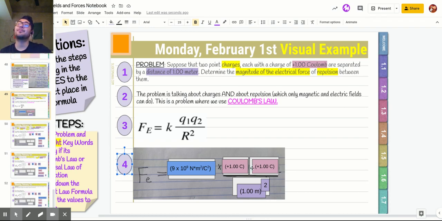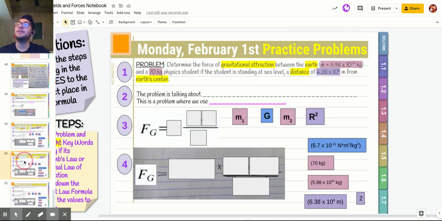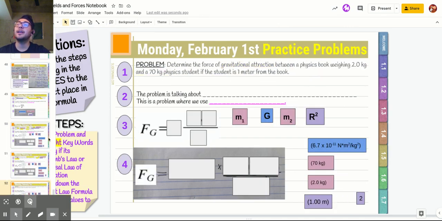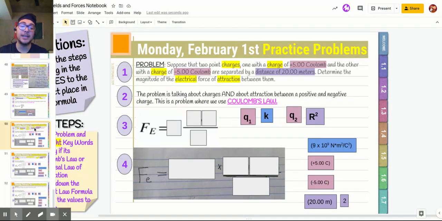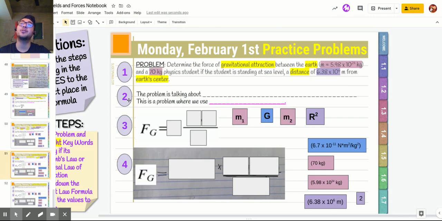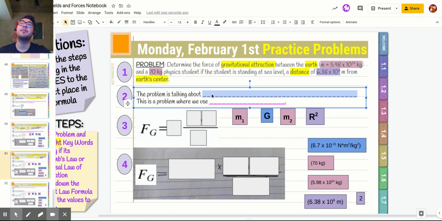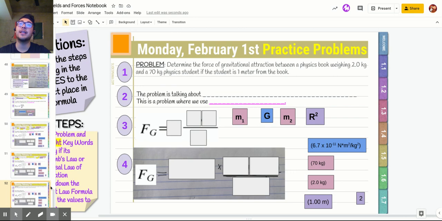Okay? Now, your instructions for the Gaia practice today, slides 50, 51, and 52, is to basically do the same steps. But you see in slide 50, now I removed the formula, step 3. So now you have to drag step 3 formulas into the correct sections of the formula. Okay, the variables into the correct formula. Slide 51, I got rid of the second step. So now you have to tell me what the problem is talking about and which law we are going to be using.